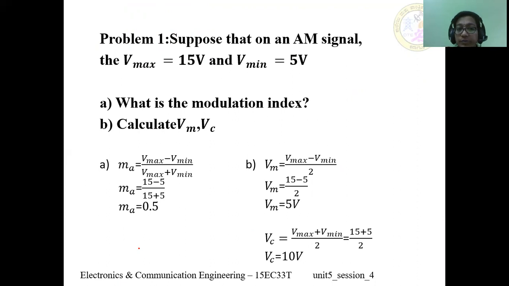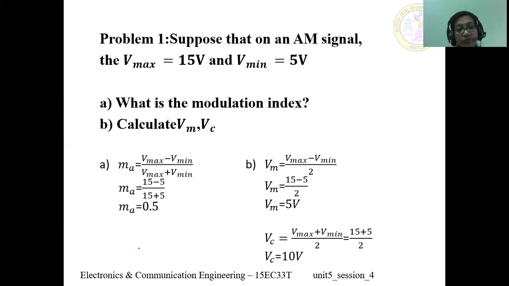Suppose an AM signal has a V maximum of 15 volts and V minimum of 5 volts. Then determine the modulation index and calculate Vm and Vc. This is the question. First, we need to determine the modulation index. As we discussed in the previous slide, the MA is given by the formula Vmax minus Vmin divided by Vmax plus Vmin. So MA is given as 15 minus 5 over 15 plus 5, which is 0.5.